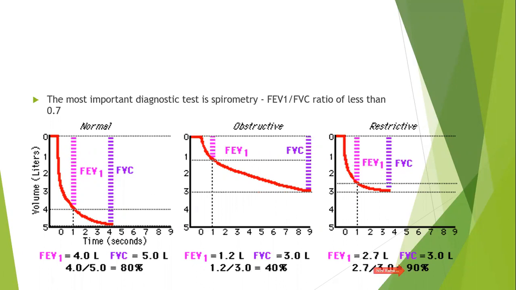But here in obstructive pathology, FEV1 has decreased so much more than your FVC has. So your ratio decreases, and here the ratio will be less than 0.7.